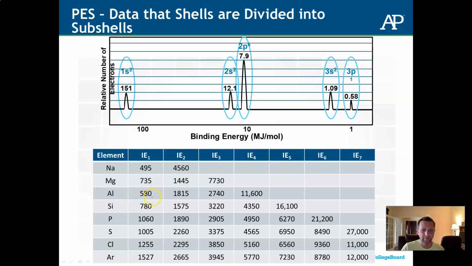Okay, so for aluminum, you can see it's not filled in all the way. You have 580 megajoules per mole to remove the first electron, 1815 to get the second electron, and so on and so forth here. Obviously, as you remove more electrons, it's going to be more difficult to remove them because that attraction increases more and more. As you're removing electrons, you're getting closer to the nucleus, because you always remove the outer electrons first. Okay, so if you look at the readout up here, it would definitely be easier to remove that 3p1 electron first compared to the 1s2 electron from aluminum, right? So you always work from the outside to the inside in terms of removing electrons.